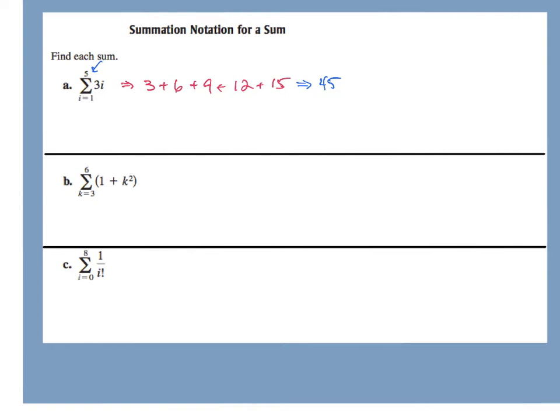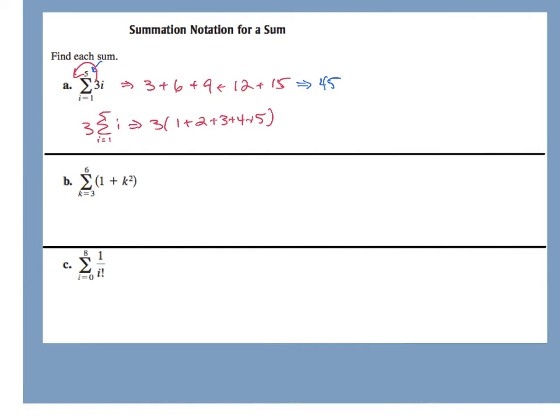Now, a lot of the times when we have a problem like that, I will actually bring out this constant multiple. I'll think of it as 3 times the summation from 1 to 5 of just I. And so when we do that, I'd end up with 3 times 1 plus 2 plus 3 plus 4 plus 5. Sometimes I like to factor out that 3, bring it out front, and so you can work with the numbers a little bit easier. And guess what? You still get 45.